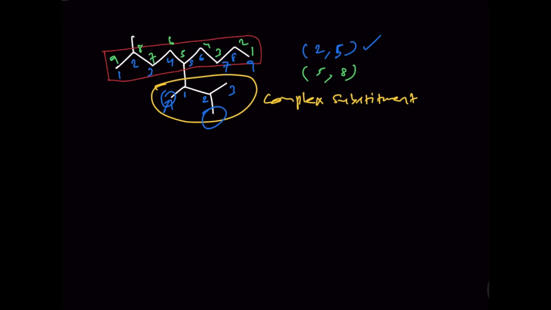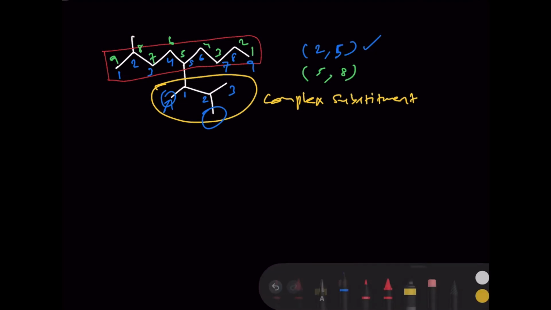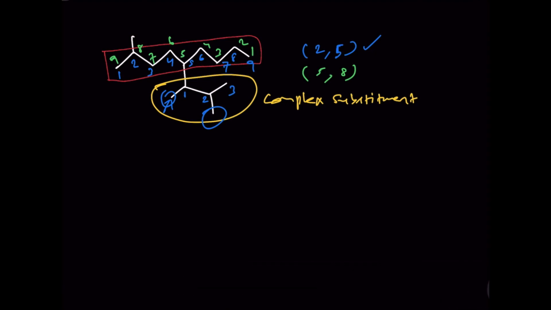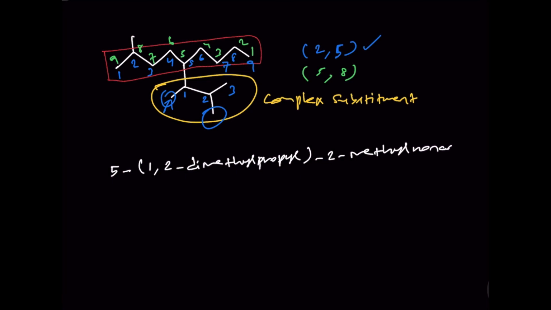So, at the 5 position we have a propyl chain that has 2 methyl groups, and therefore, the correct IUPAC name for this molecule is 5-(1,2-dimethylpropyl)-2-methylnonane, because we have a total of 9 carbon atoms on the main parent chain, and therefore nonane.